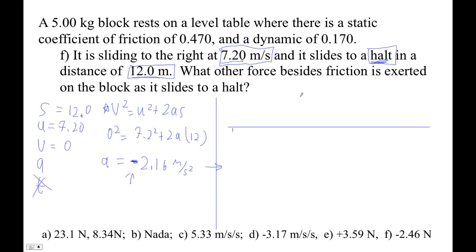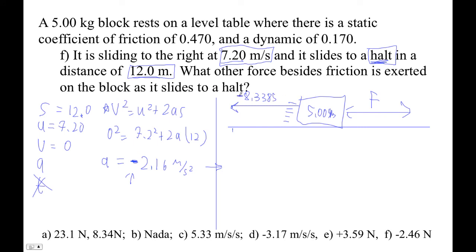Here's our block. It's sliding to the right. Okay, it's 5 kilograms. That's supposed to say kg, right? Okay, and there's some unknown force acting on it. So let's draw this. F, right? And then, of course, if it's sliding to the right, the friction force is to the left. So 8.3385. We got that in the first part of the problem, right?